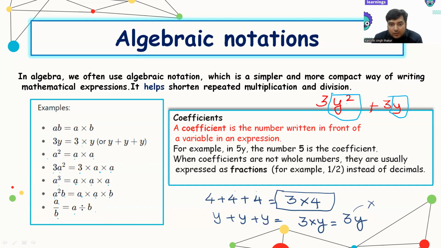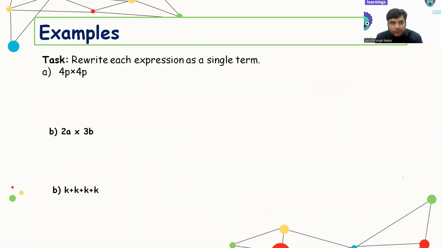A coefficient is the number written in front of a variable in an expression. For example, in 5y, the number 5 is the coefficient. When coefficients are not whole numbers, they are expressed as fractions instead of decimals.